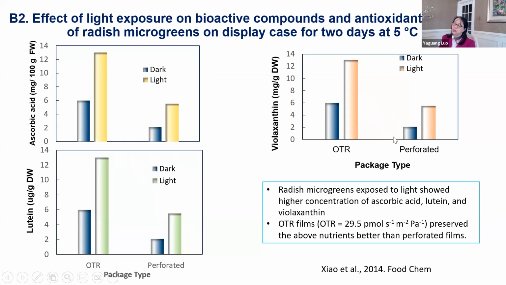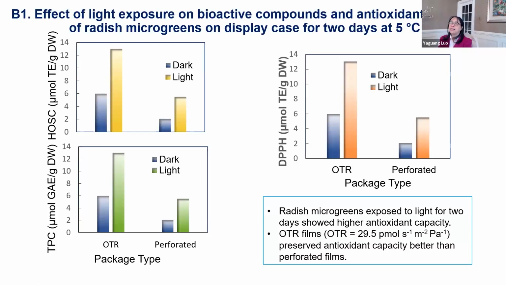But I wanted to highlight the 2 days because at grocery stores during display, normally you don't display for too many days. So I thought 2 days would be a lot more relevant. And we saw the same results for the lutein, with the light increasing the lutein concentration. Light exposure also increased the total phenolic compounds, as shown at the left bottom. For the antioxidant, we measured different forms of antioxidant capacities, and all of them showed an improvement with the light exposure. So in this case, 2 days of exposure to light benefited the phytochemical concentration in the radish microgreens.